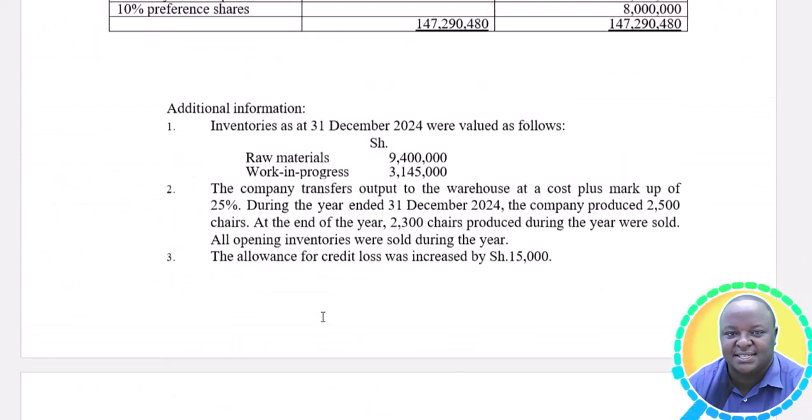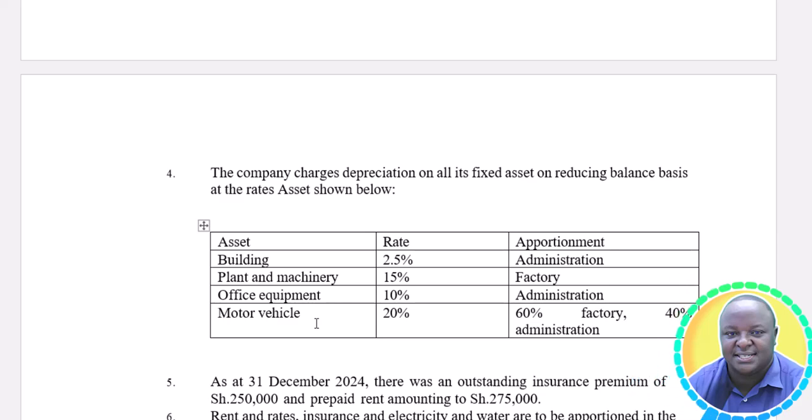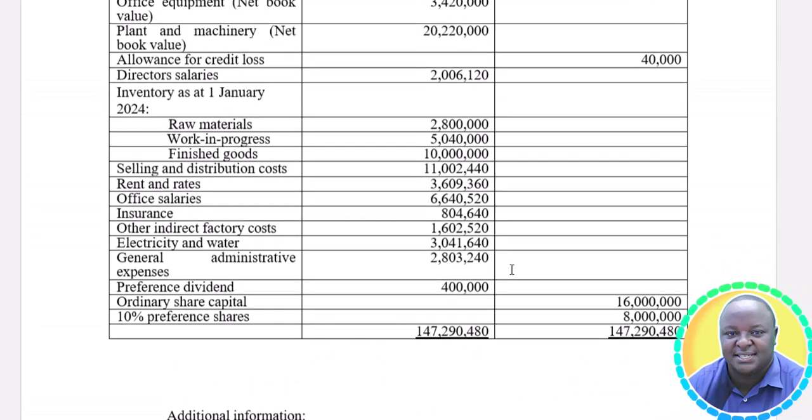In the depreciation, we have been told in the additional information that the company charges depreciation for all its fixed assets on reducing balance basis at the rate of assets shown below. So plant and machinery, why are we starting with plant and machinery? Because I jumped building, because the building has been allotted to administration. Since we are talking about the production cost, plant and machinery is the one that has been allotted to the factory, 15%.